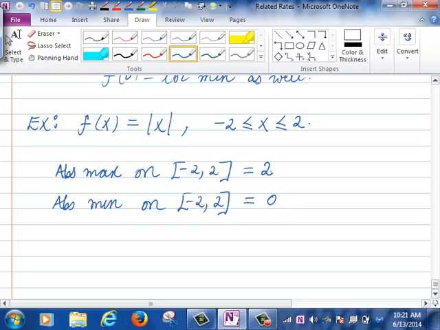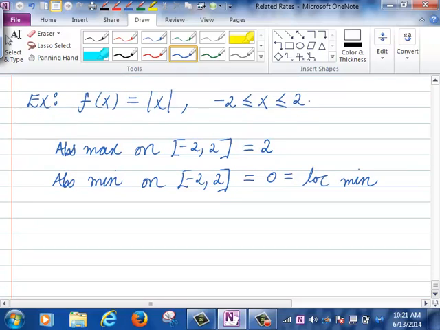At 0 you also have a local minimum. Okay, so this is also a local minimum. Am I making sense? Notice that in this case, there is only one absolute maximum value, but the absolute maximum may occur at two different points. Okay? Is everybody okay with that? So even though there is only one absolute maximum value, it may occur at two different points.